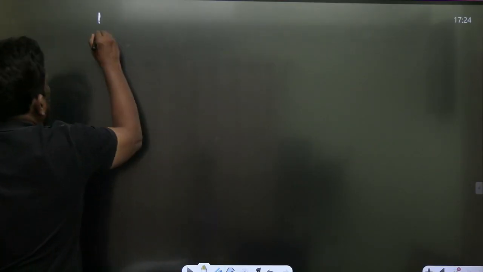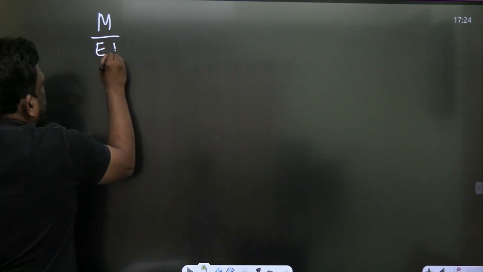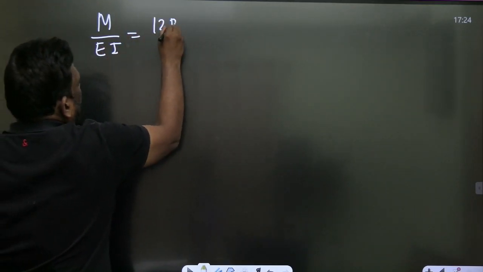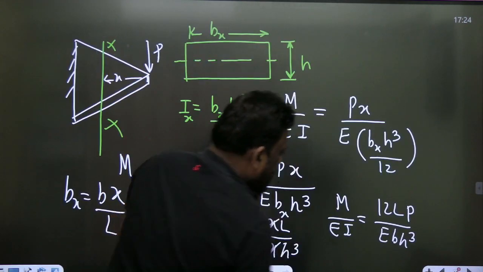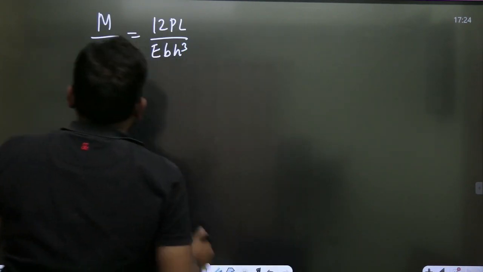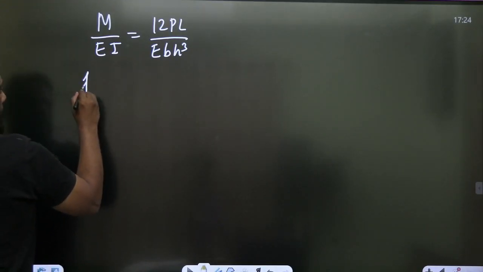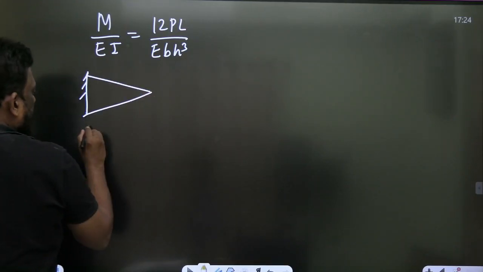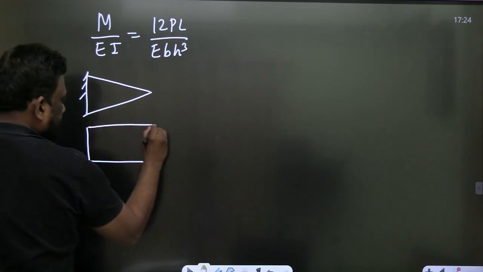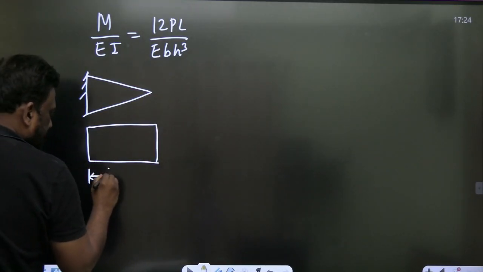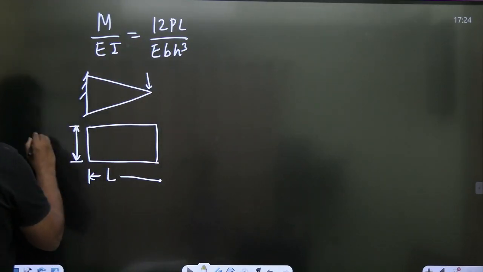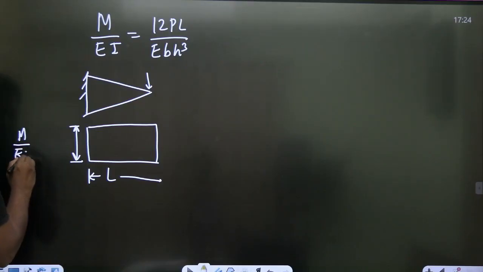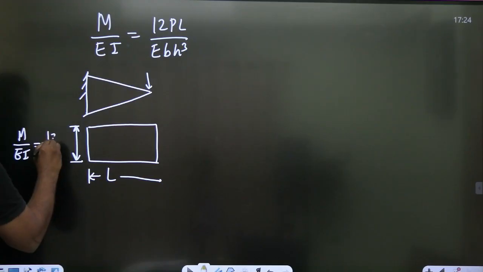Let me write 12 P l by E b h cube. Very good. तो अगर हम ड्रॉ करेंगे मित्रों, M by EI, this length is l and this is M by EI. What is the value of M by EI sir? M by EI is 12 P l by E b h cube.